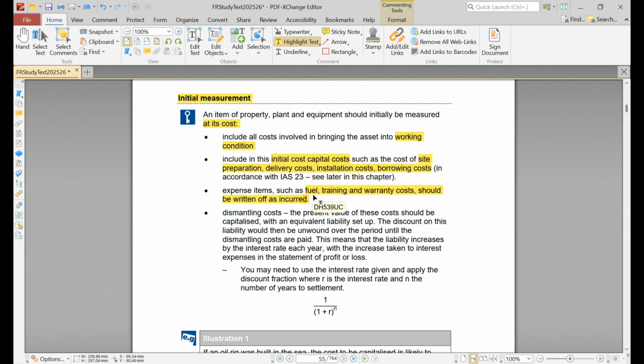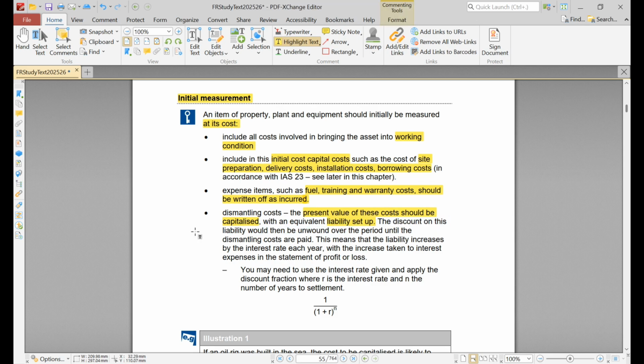These are not to be capitalized. Those costs include fuel, training, and warranty costs. Next, dismantling cost. This is important. The present value of these costs should be capitalized with an equivalent liability set up.